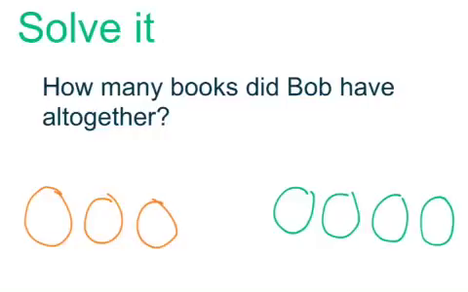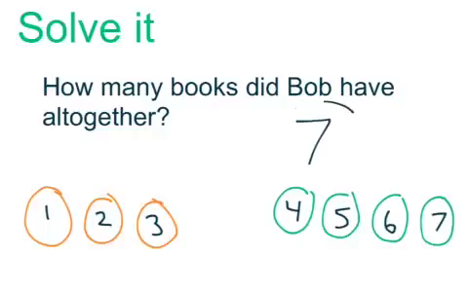The next step is to solve it, which usually involves counting. Since I have my circles, all I need to do to solve this problem is count how many circles I have in total. 1, 2, 3, 4, 5, 6, 7. I have a total of 7 circles. Let's look at the next step.